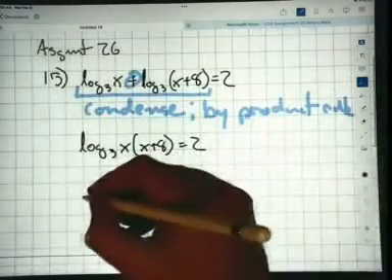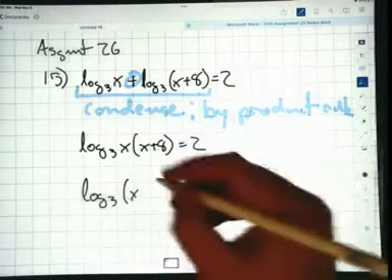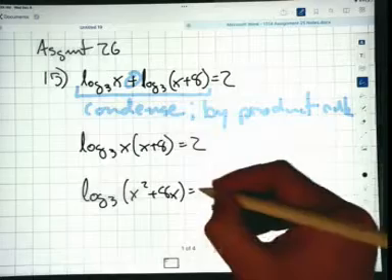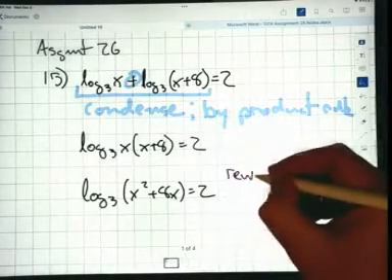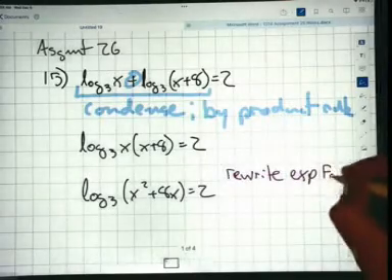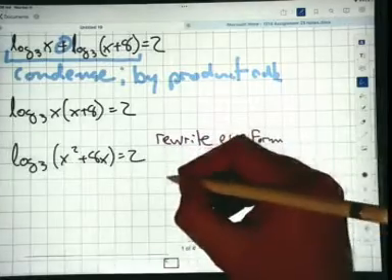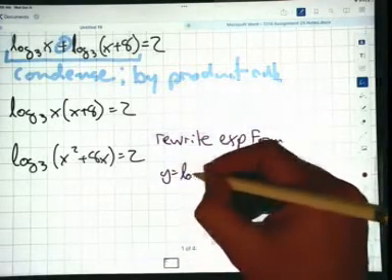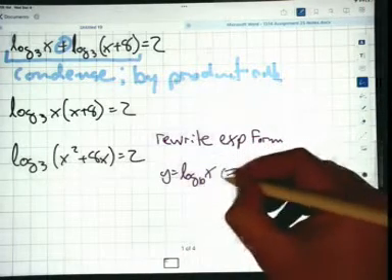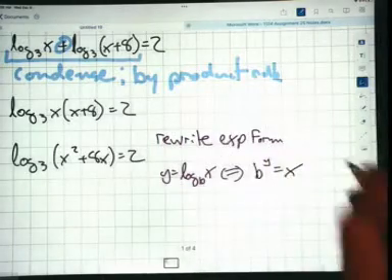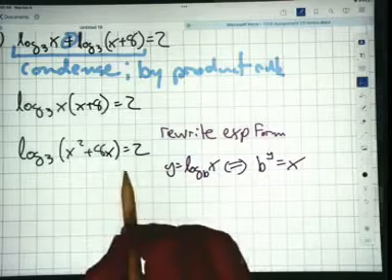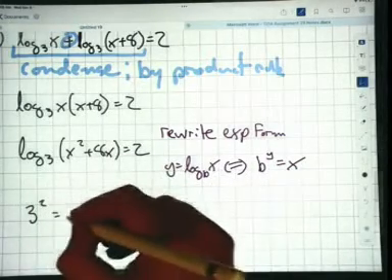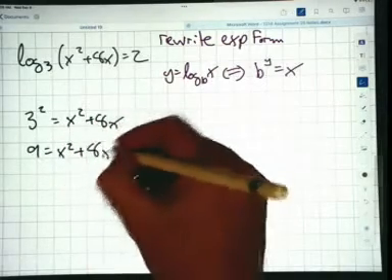Which we can continue to make a little bit more simplified. I'm going to distribute that x, so we get x squared plus 8x equals 2. Now, the next thing that I'm going to do is rewrite in the exponential form, using our relationship that says for y equal to the log base b of x, this is equivalent to b to the y is equal to x. So the exponential form of this logarithmic equation is 3 to the second power is equal to x squared plus 8x, which gives 9 is equal to x squared plus 8x.